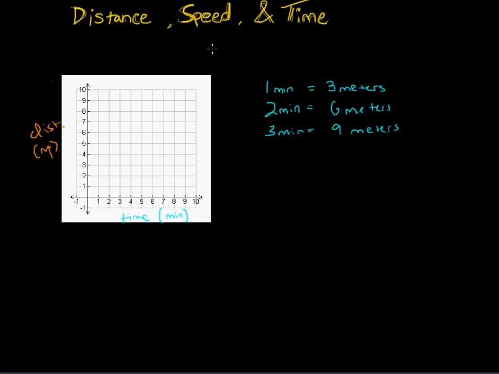All right, so let's plot these 3 points. Let's use green to plot them. At 1 minute, I've gone 3 meters. At 2 minutes, I've gone 6 meters. And at 3 minutes, I've gone 9 meters. Well, hey, look, that lines up again. And so let's draw a line through that, just to see what it looks like. Awesome. Okay, so we draw our line through that.